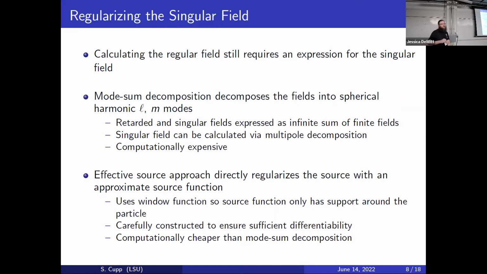Because while that's all well and good on paper, numerically, we still need to subtract two singular terms to get the regular term. So there's two general approaches. One is mode sum decomposition, which decomposes the fields into spherical harmonic modes. Then the retarded and singular fields are expressed as an infinite sum of finite fields, and the singular field, not the regular field, can be calculated with multipole decomposition, which is a little bit faster, but still it's very computationally expensive. We're having to decompose the retarded field into LM modes, subtract off the singular field, recombine, and this is just very expensive.